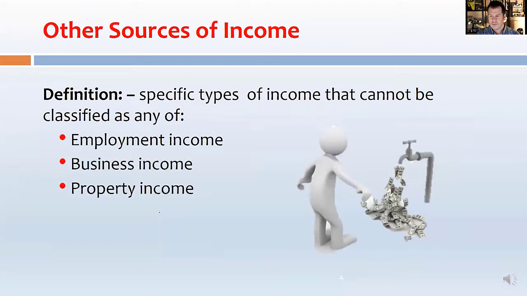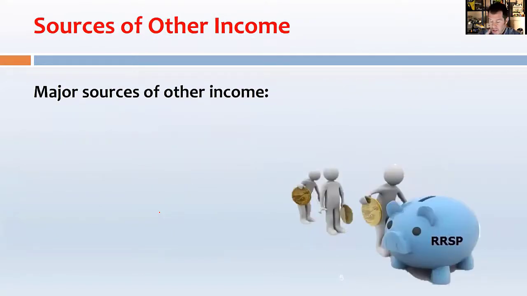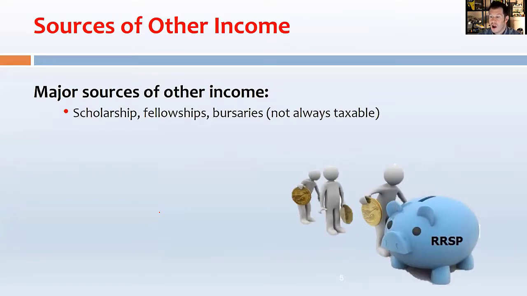It's just, as I stated before, income that can't be classified as the other types of income. We've got strict definitions of what all those things are. We know all the rules for determining those positive sources. This is going to be other. It's just like miscellaneous, right? So here's some major sources of other income for you to focus on. We've got scholarships, fellowships, bursaries, etc.